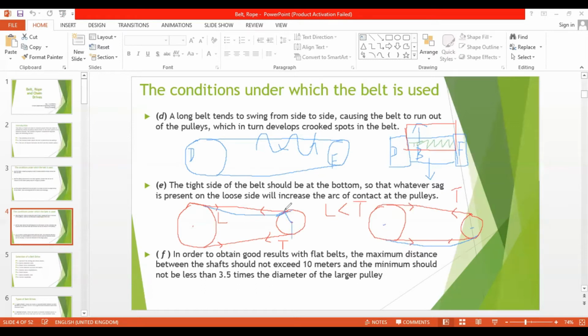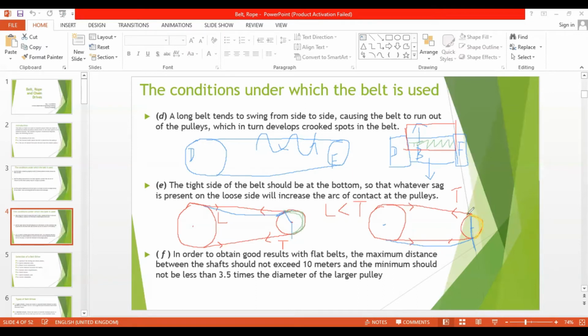So this region is the arc of contact. While in this case, on the other way, if the bottom pulley is loose and the top pulley is tight, the arc of contact is this much. Arc of contact means the contact between the pulley and the belt. So this side is going to be the arc of contact.